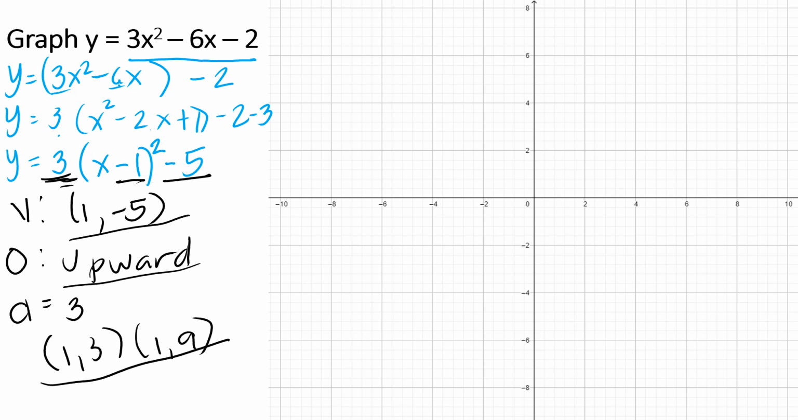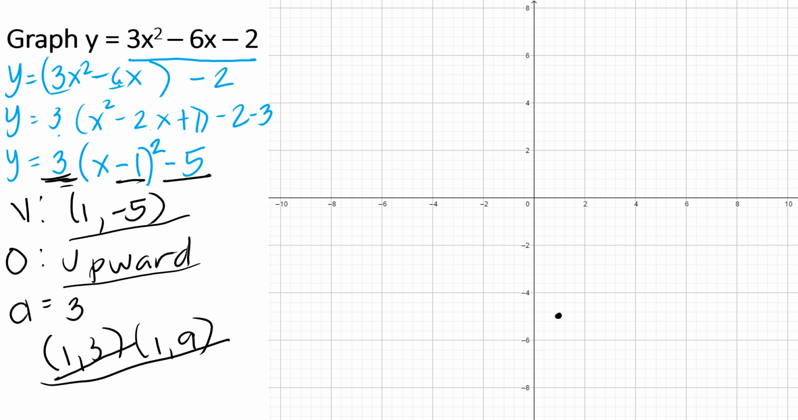Simulan na natin. Vertex natin ay sa 1, negative 5. So, ito si positive 1. Ito si negative 5. So, nandito yun. Yan. Try natin ito. So, that is our vertex. 1, negative 5. After that, our pattern.